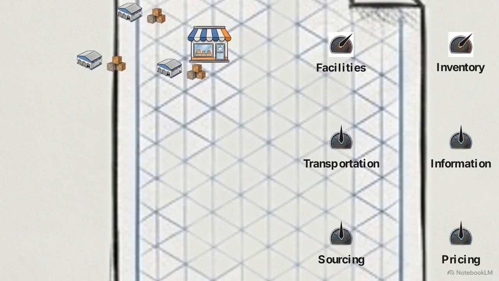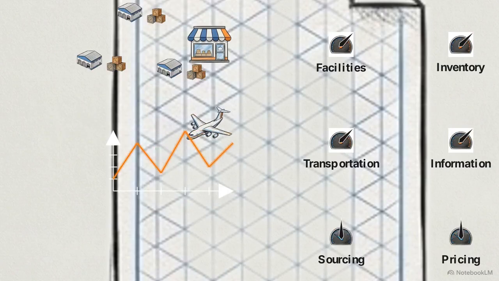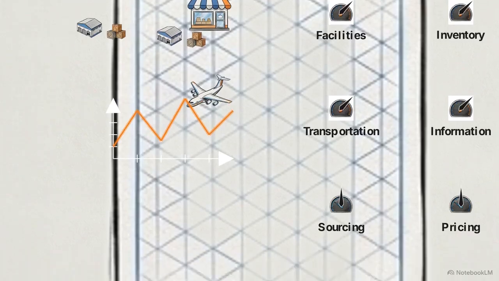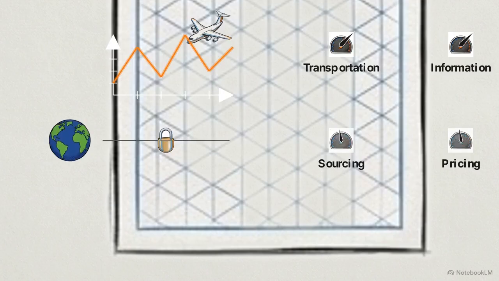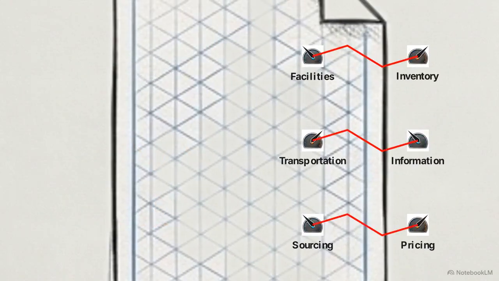For transportation and information, efficient operations use slower, low-cost transport and basic cost tracking. Responsive operations pay for fast, direct shipping and real-time demand sensing. Finally, sourcing and pricing. Efficient models rely on low-cost offshore suppliers and stable pricing. Responsive models require agile nearshoring and flexible pricing to manage demand. To succeed, every one of these operational levers must pull in the same direction.